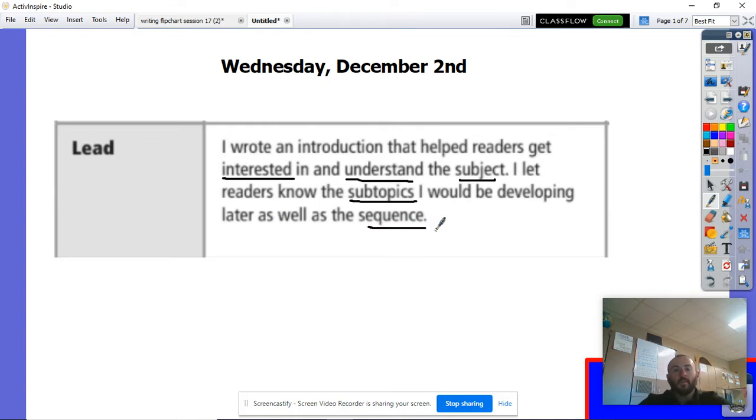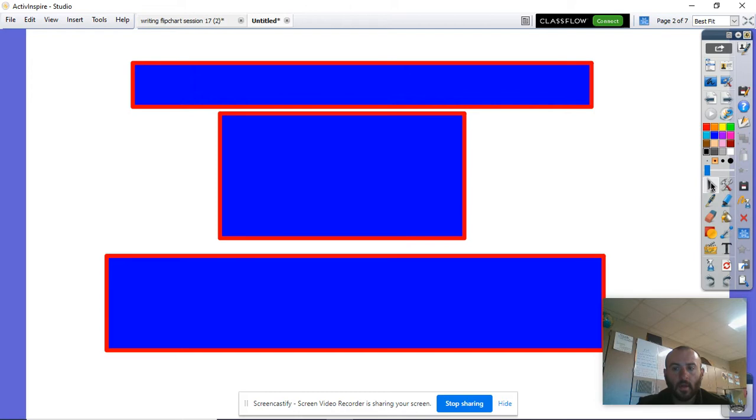So basically, that means you need to get them interested in your topic. You should help them understand and get to know your topic in your introduction. And also, you should let the reader know what your subtopics are in the order that you talk about them in your paper. So that's what we're going to try to do today.